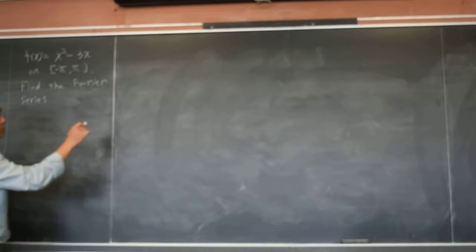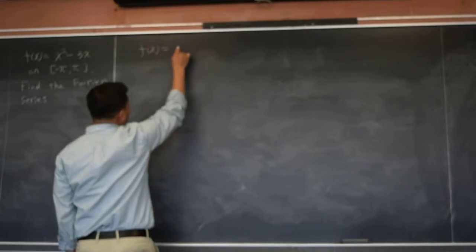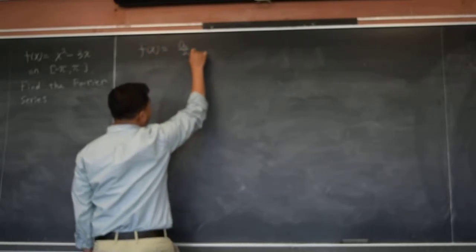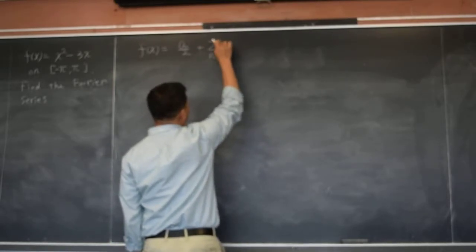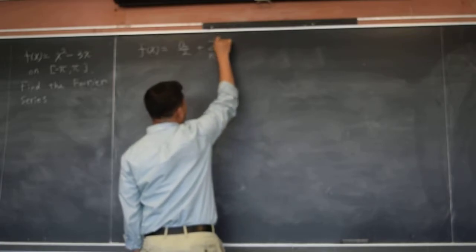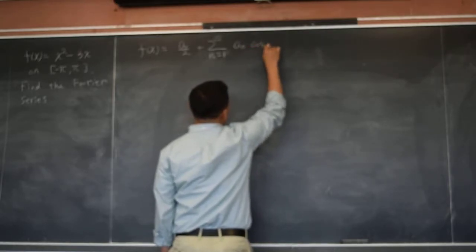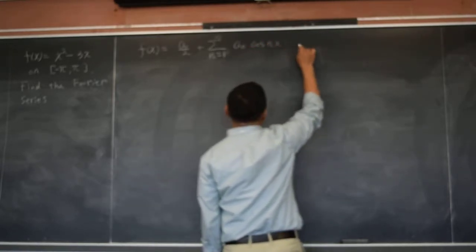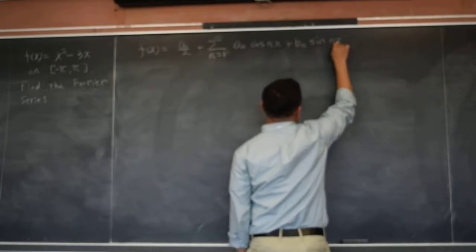Okay, now recall that the Fourier series is, well, let me write it here. Fourier series is rewriting the function f of x as a sum of sines and cosines in the following form: n equals 1 through infinity of an cosine nx plus bn sine nx.